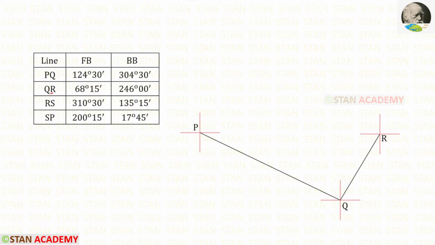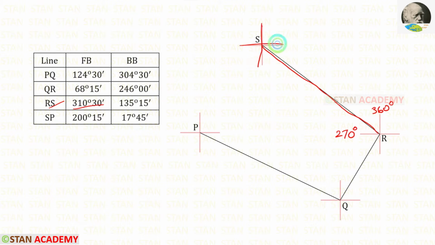The fore bearing of QR is given as 68 degree 15 minutes. We know that 68 degree comes between 0 degree and 90 degree. In between we have to make the line and then the direction symbol. The fore bearing of RS is given as 310 degree 30 minutes. 310 degree comes between 270 degree and 360 degree. So in between we have to make the line and then the direction symbol.